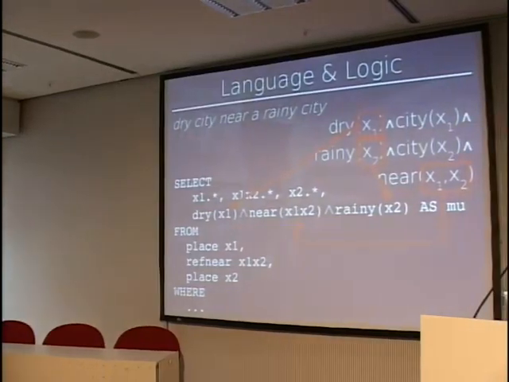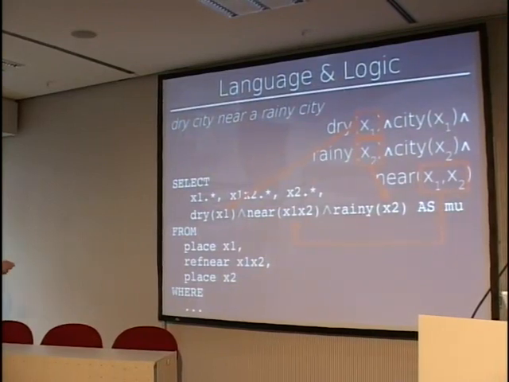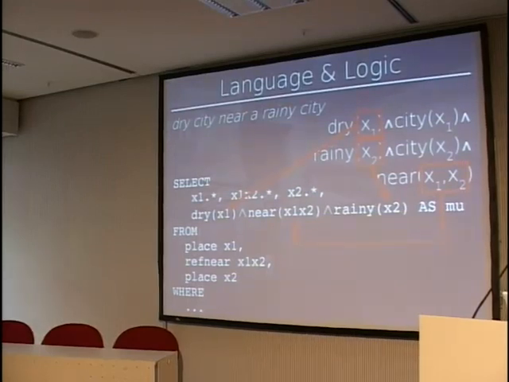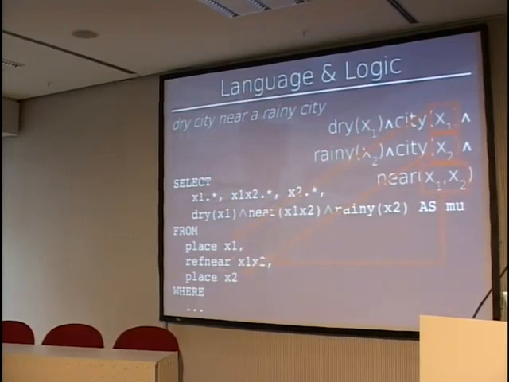So that's very straightforward, this logical form. And we see that this naturally translates into what we have in the SQL statement. So x1 is dry, x2 is rainy, so this is basically just the same expression. And then by looking at the nouns, you know what tables you have to select from.